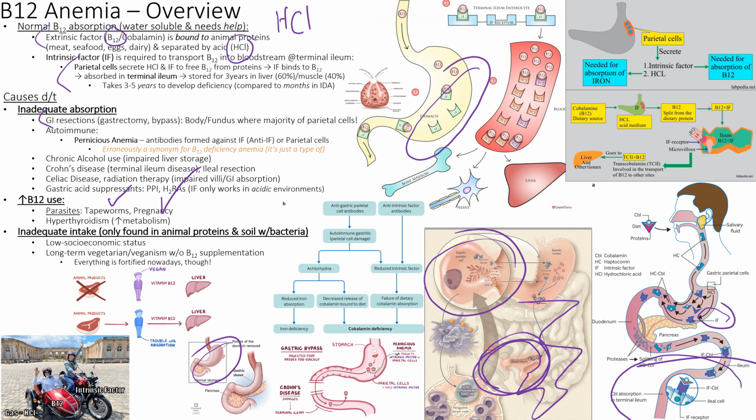All right, chronic alcohol use is going to impair our stomach, but also impair the storage of B12, because B12 is stored primarily in the liver, okay? And then Crohn's disease, that's going to affect the what?